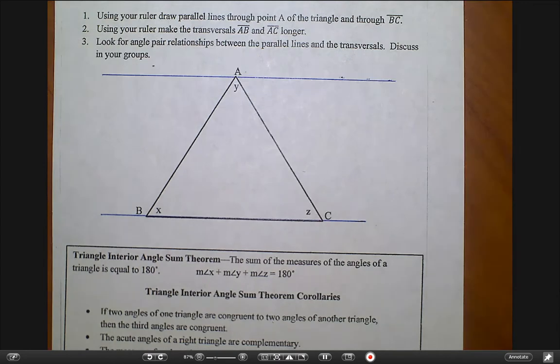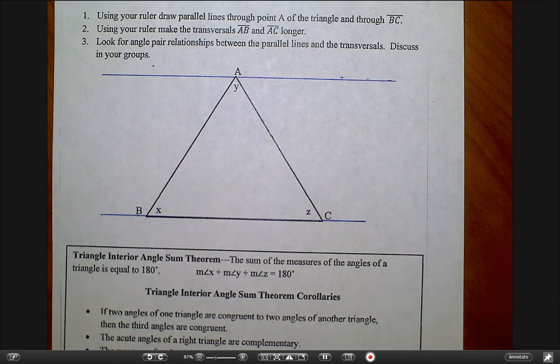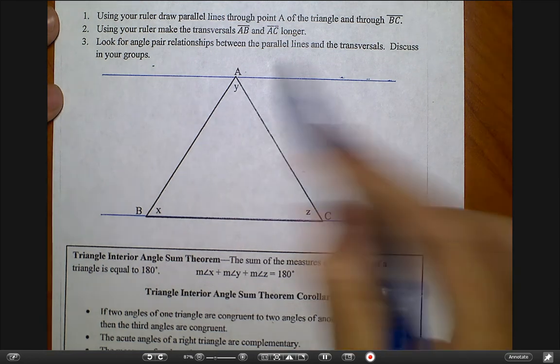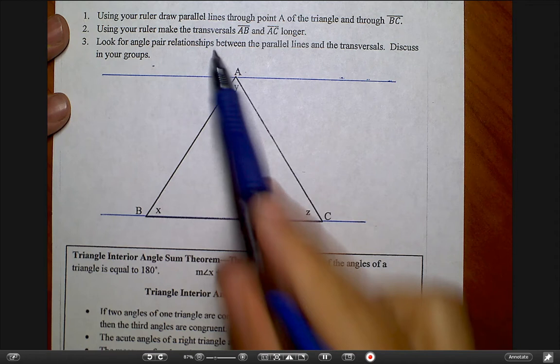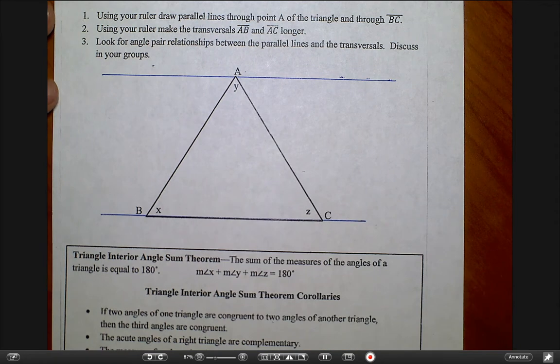Now, from what we learned yesterday, what's the symbol for parallel? No, that's perpendicular. For it to be parallel, what's the symbol for parallel? How do I mark parallel on my drawing? Oh, arrows. Not two, just at least one, right? So I would have an arrow.